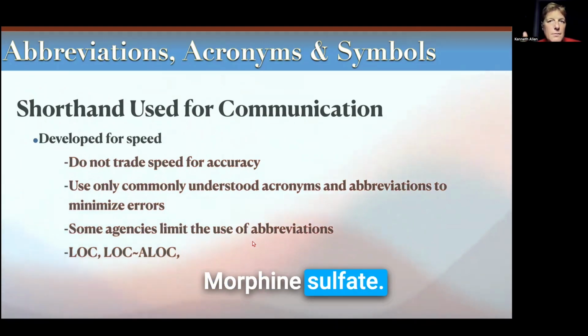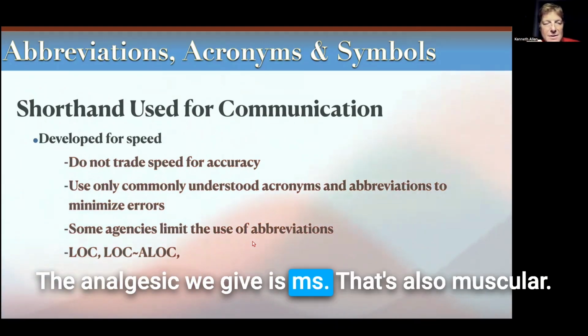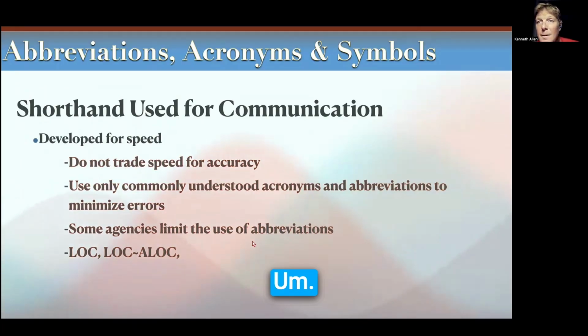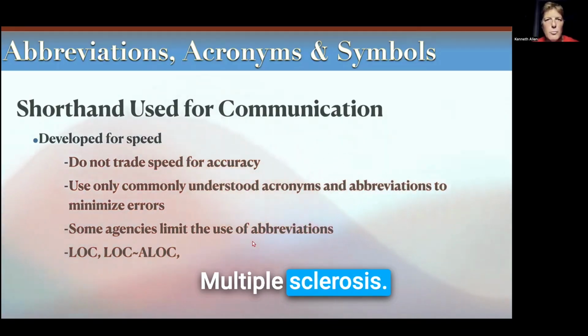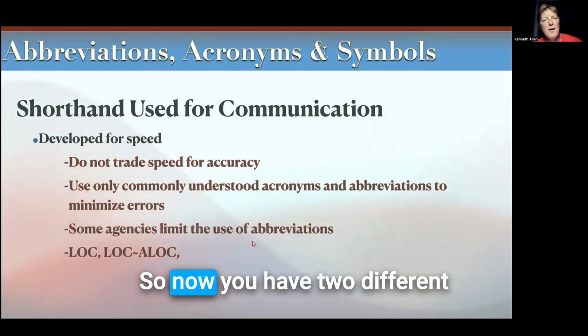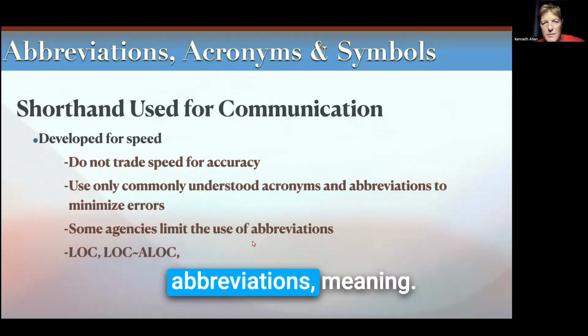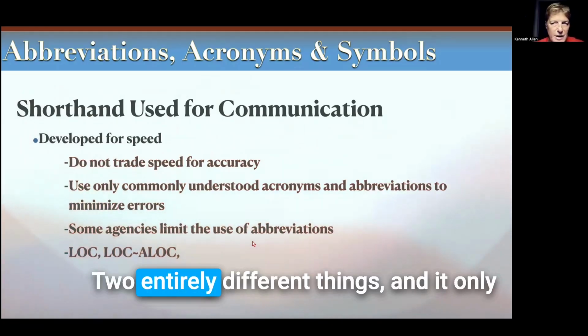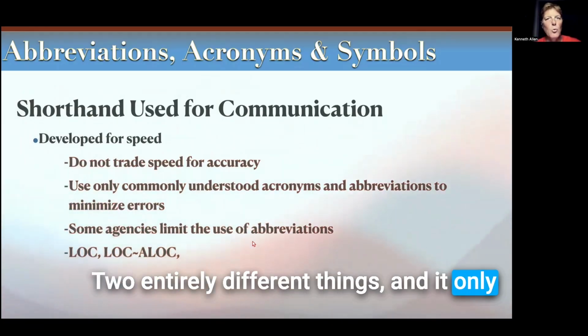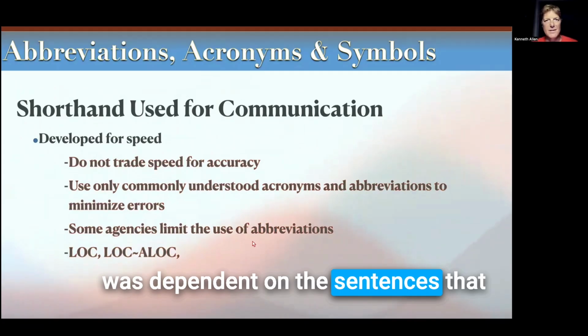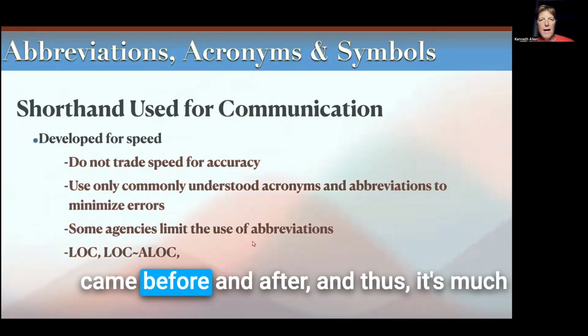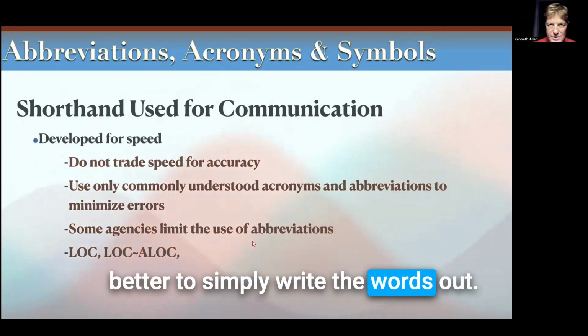Morphine sulfate, the analgesic we give, is MS. That's also multiple sclerosis. So now you have 2 different abbreviations meaning 2 entirely different things. And it was only dependent on the sentences that came before and after. Thus, it's much better to simply write the words out now.